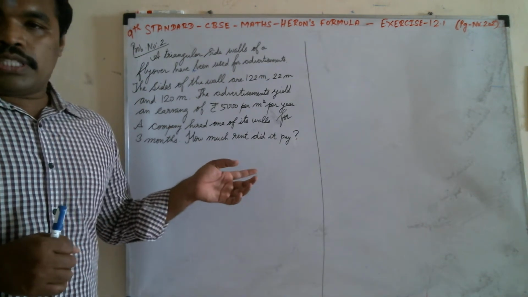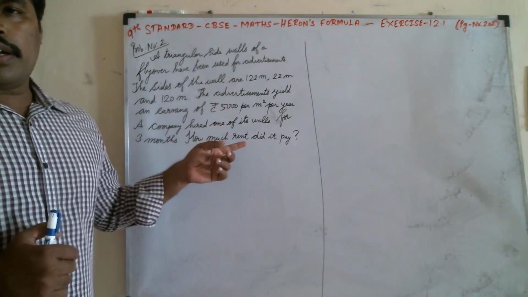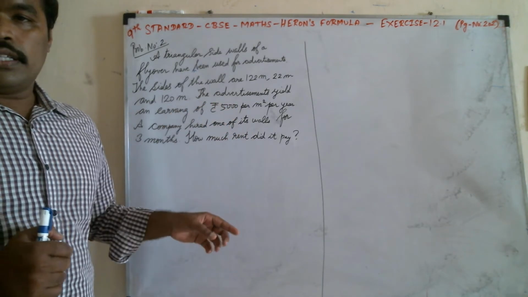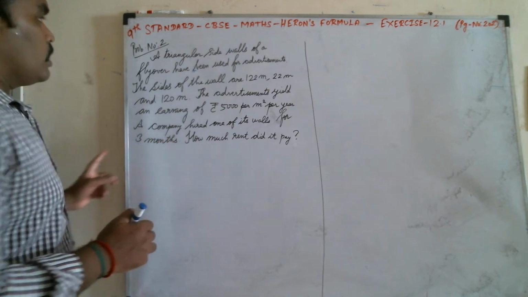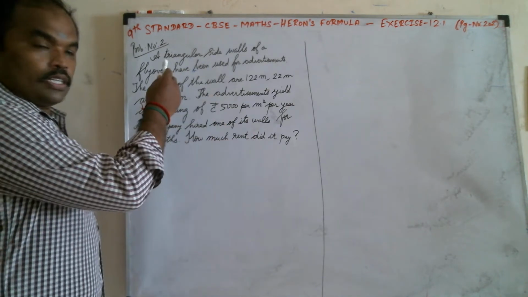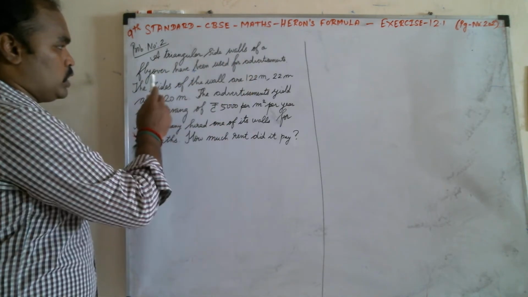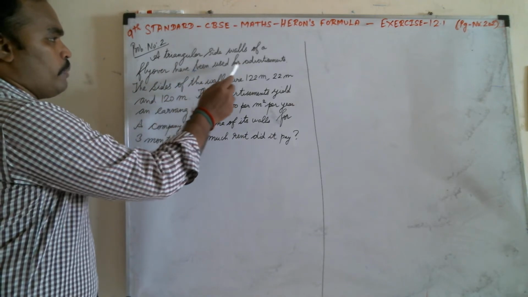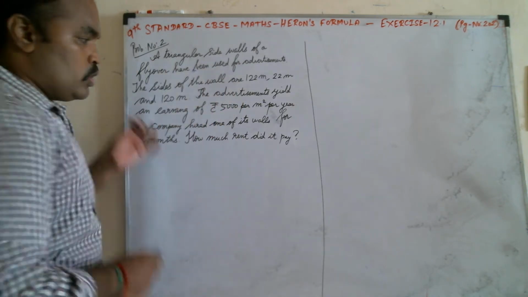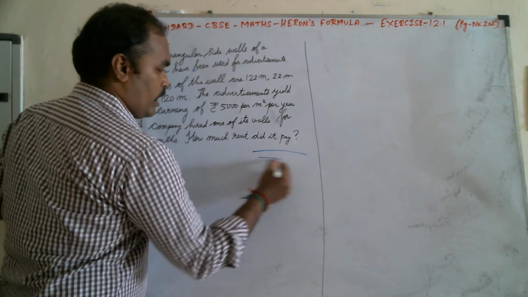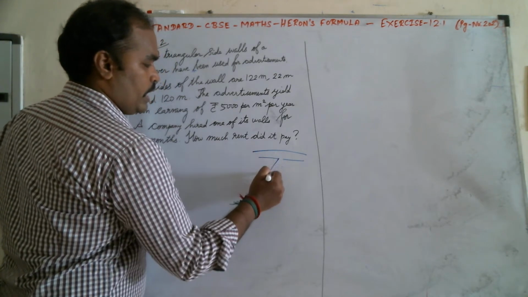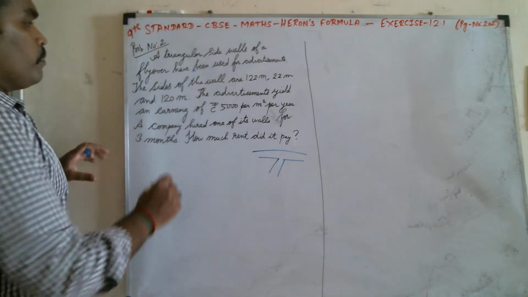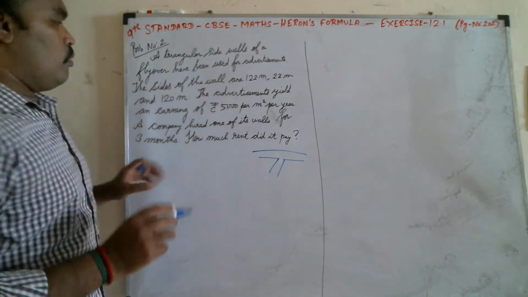Today we are going to see exercise 12.1, Heron's formula chapter, second problem. The question is, a triangular side wall of a flyover has been used for advertisement. The diagram has been drawn like this, a triangle. So what are the sides of the wall?